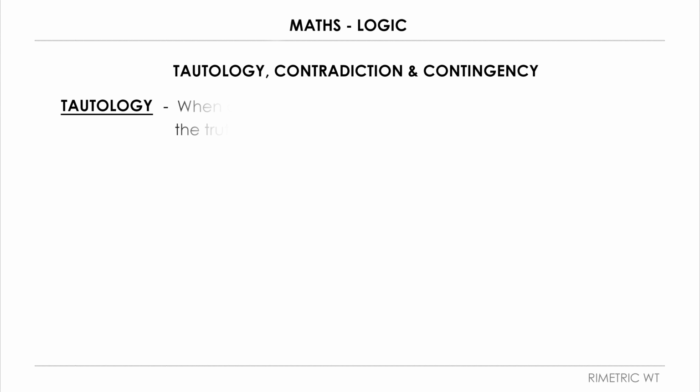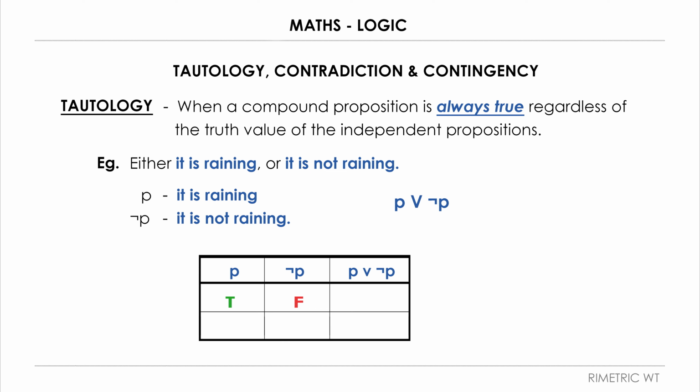Now, let's look at the truth table together. If P is true, then not P is false. And since an OR statement only needs one part to be true, the result is true. If P is false, then not P is true, and the result is still true. Because that final column is all true, we have ourselves a tautology.